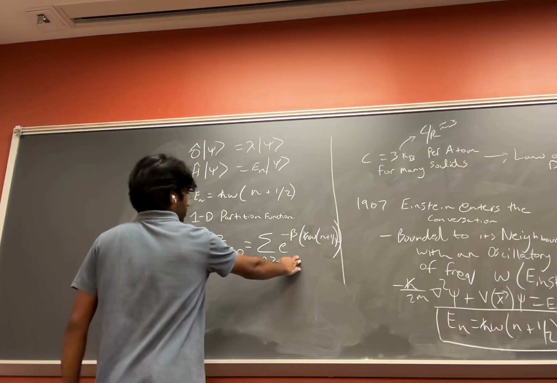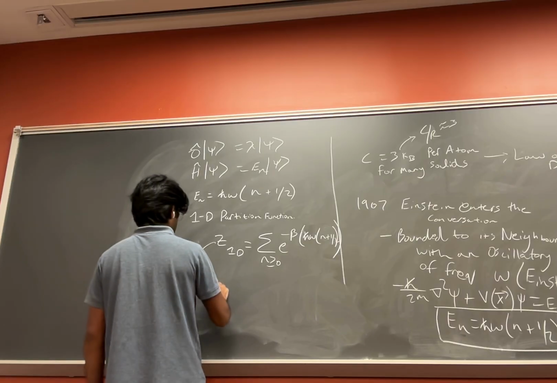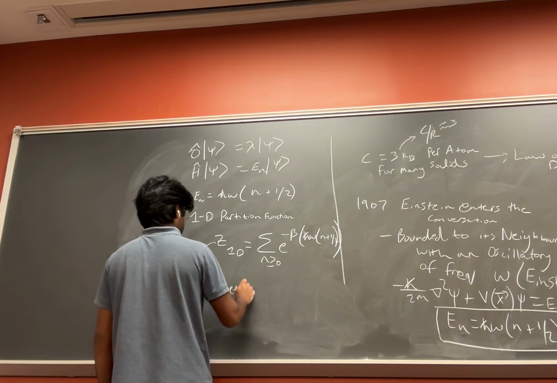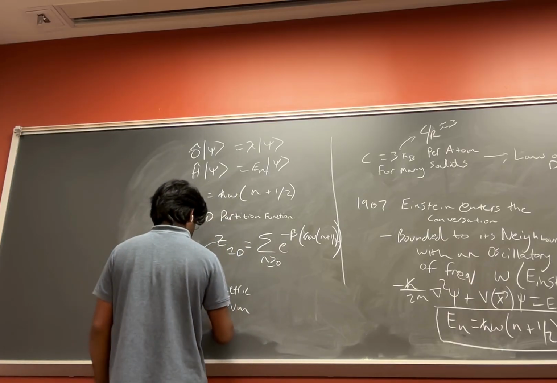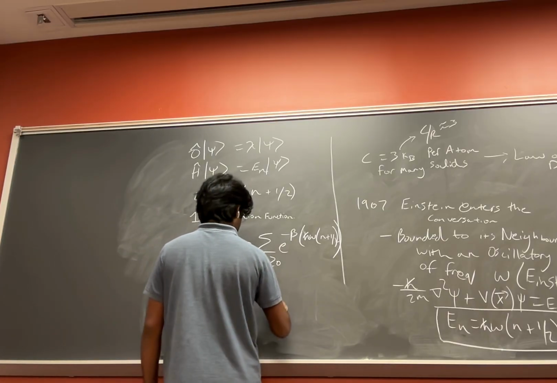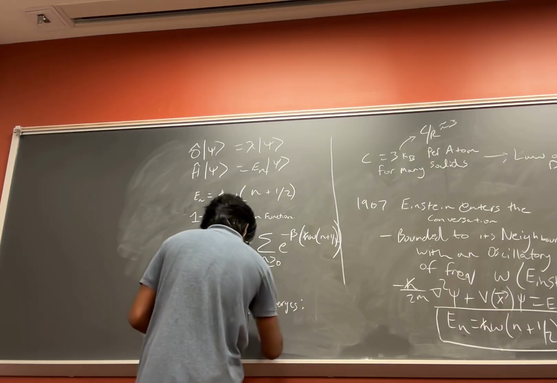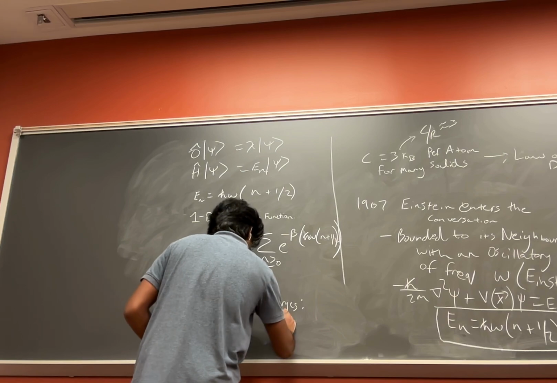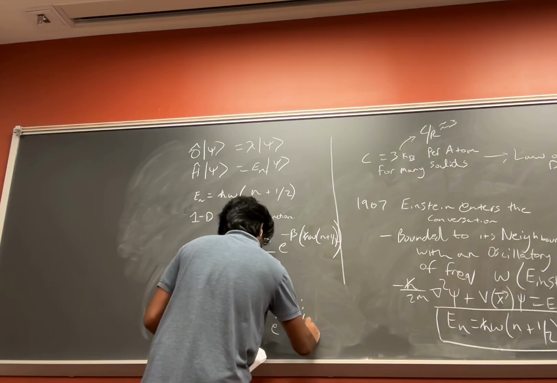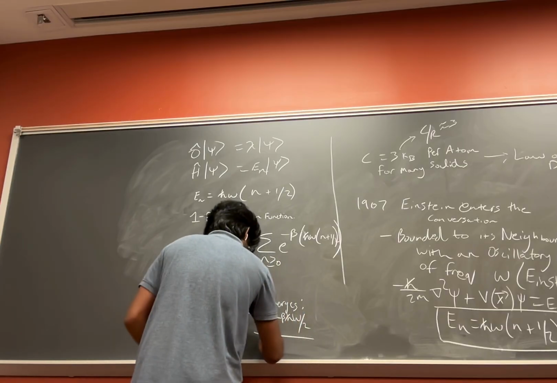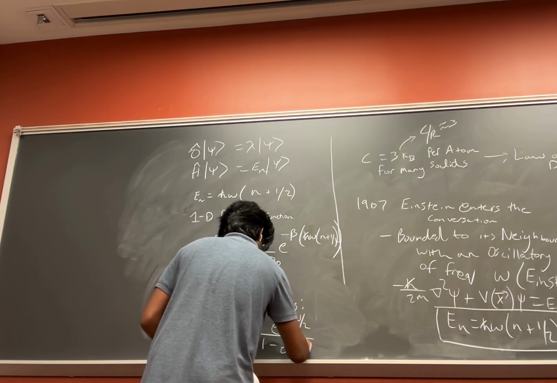And of course, this is just a geometric sum, which converges to e to the negative beta h bar omega over 2, divided by 1 minus e to the negative beta h bar omega.